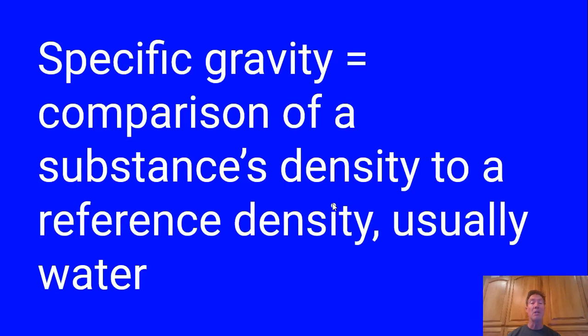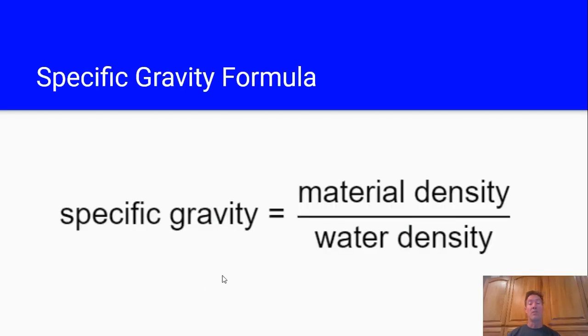Specific gravity, I mentioned, is a comparison of a substance's density to a reference density, usually the density of water, which is 1 gram per cubic centimeter. Here's the formula. Specific gravity equals the material density. So whatever material you're comparing to water, whatever its density is, over the density of water.